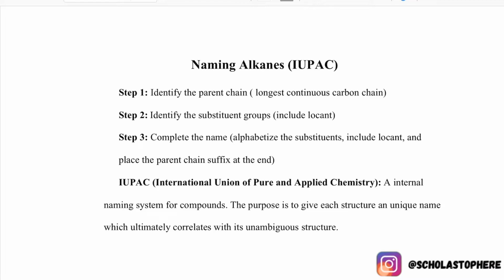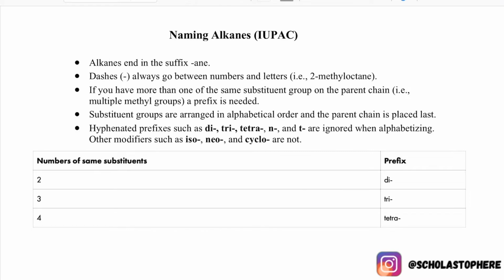And the IUPAC, which stands for International Union of Pure and Applied Chemistry, is an international naming system for compounds. The purpose is to give each structure a unique name, which ultimately correlates to its unambiguous structure. So alkanes end in the suffix -ane. Dashes always go between numbers and letters.